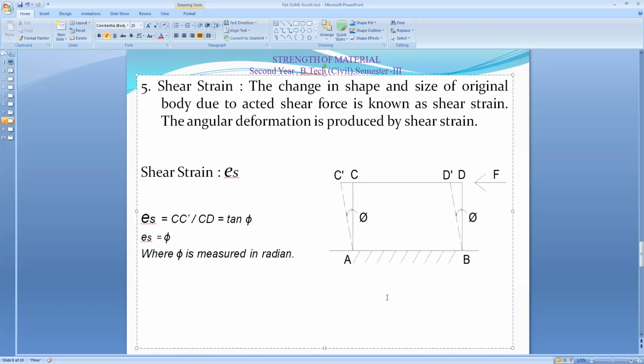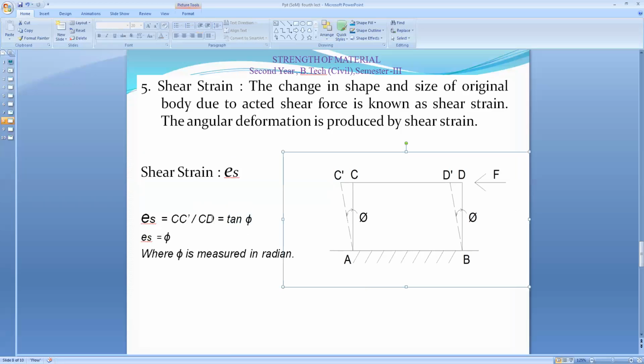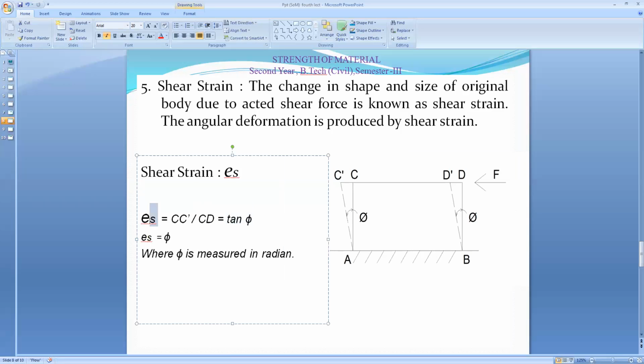But most of the time we cannot consider the length of AB, length of CD, etc., because the body may have various types of shapes available. So it is very difficult to take the dimension of CD originally. Practically, it is not possible. So instead of that, let us carry out the calculation by using the right angle triangle formula, meaning take tan phi, and we can get the ES.